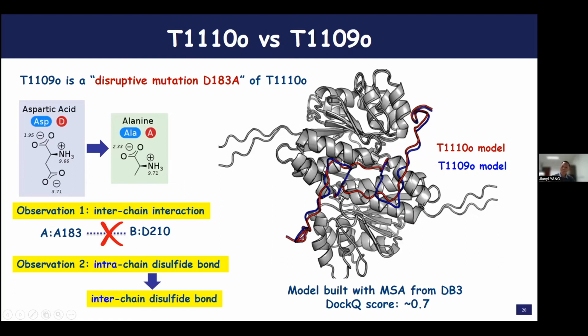So here is the change. This new disulfide bond is formed by residues from two different chains, and also the interaction was broken. So based on this observation, we have these new models.